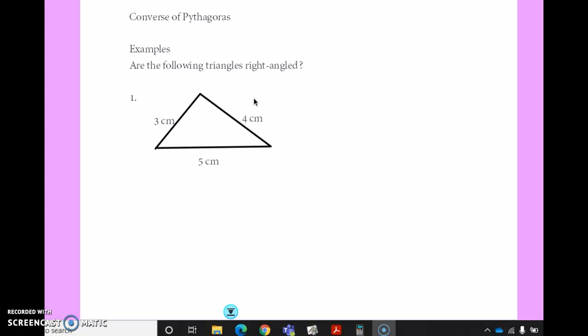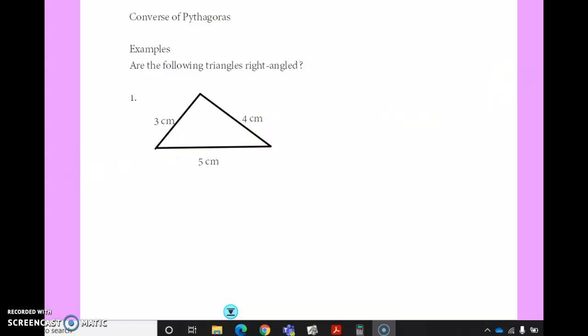Okay. Now, be very fussy about the way you set out your working for the converse of Pythagoras' theorem. You cannot assume that the triangle is right angled, so you cannot use Pythagoras' theorem in its entirety. Okay, so watch the way I set out the working for this.